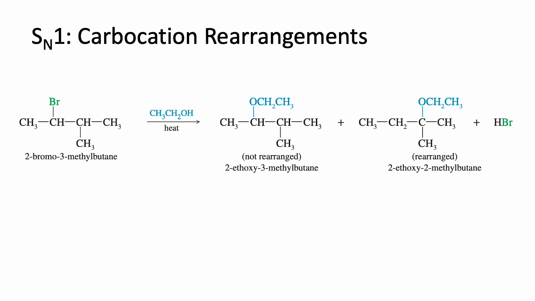So in this example, notice how the bromine is on carbon 2 in this case. If we count from the left, it goes 1, 2, 3, 4 in that butane branch. So the bromine is on carbon 2, the green bromine. And then in our first product, my nucleophile, my new bond, is on carbon 2, just like we would expect. However, in the other product, the nucleophile is on carbon 3.